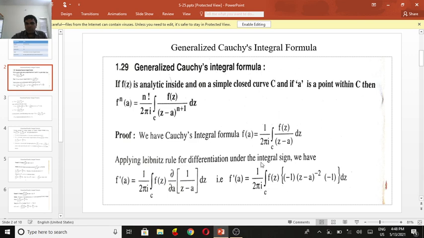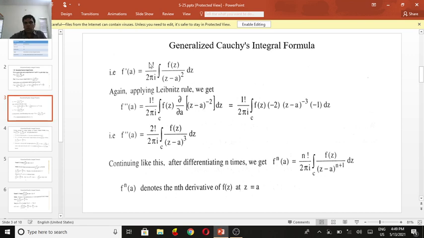So the first derivative is equal to 1 by 2 pi i integral of f of z, and we differentiate here. Taking the derivative, we get minus 1 times 1 by (z minus A) whole square, and the derivative of A is minus 1. Taking the minus of minus 1, we get 1 factorial. So the first derivative at A is 1 factorial divided by 2 pi i integral of f of z divided by (z minus A) whole square, dz.